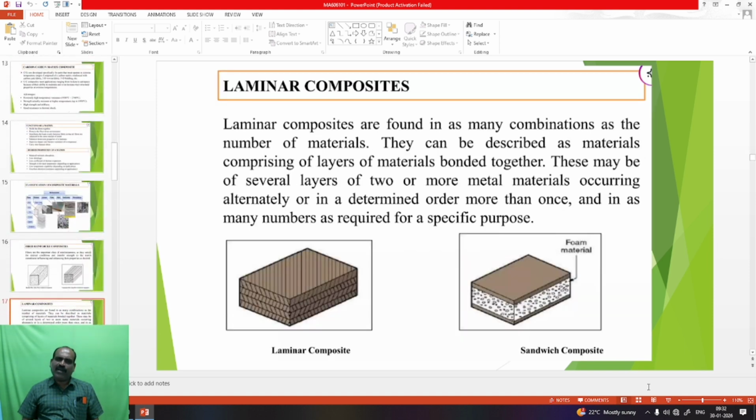Laminar composites are found in as many combinations as the number of materials. They can be described as material comprising layers of materials bonded together. These may be several layers of two or more metal materials occurring alternately or in a determined order more than once and in as many numbers as required for specific purposes.